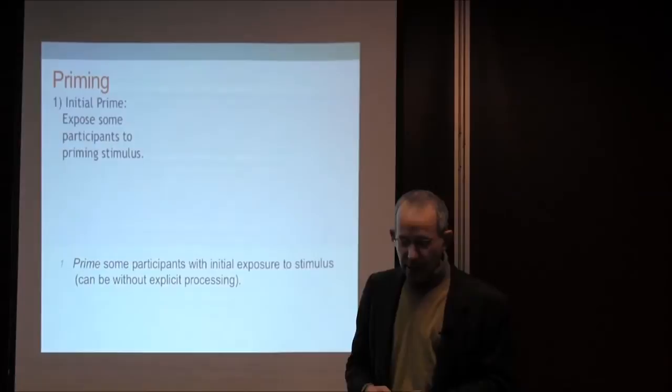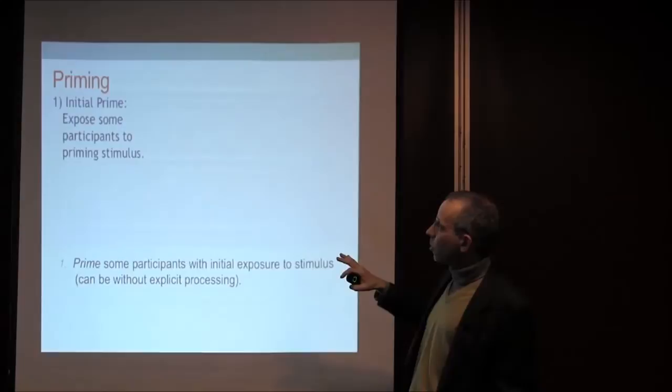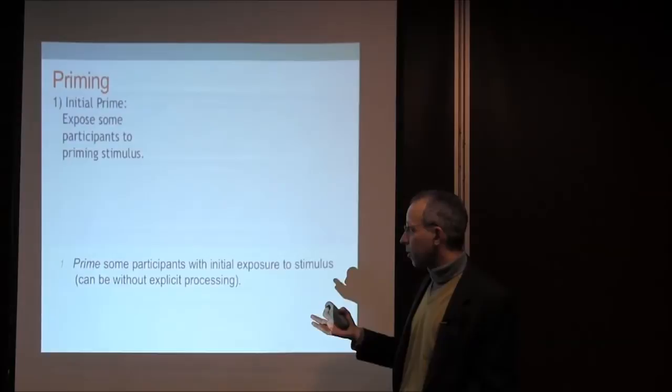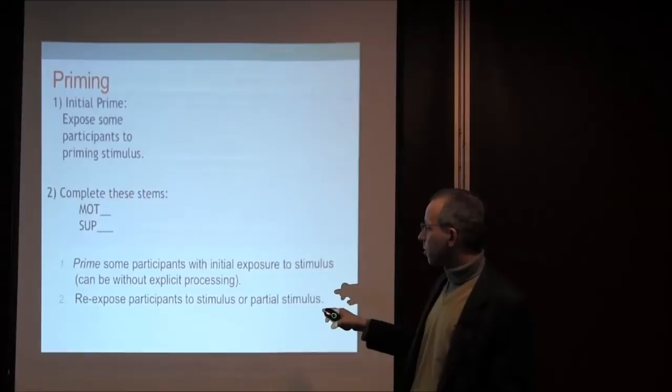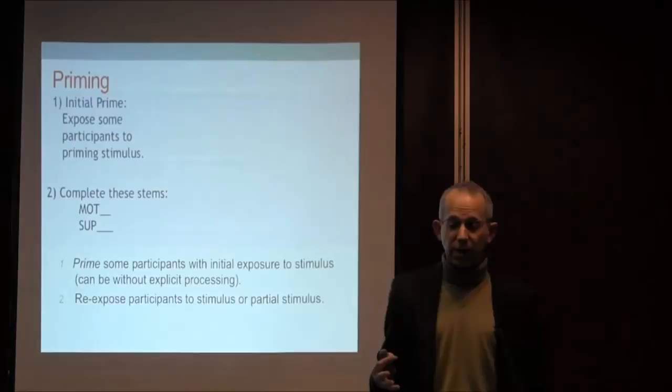Another form of familiarity learning is called priming. This is a very common type of paradigm used in the learning literature. You expose participants to some priming stimulus. You prime them with initial exposure, which can be either with or without explicit processing. Then later on you re-expose the stimulus or a partial stimulus, and people want to complete it. A typical one is you have words where you give people the first few letters.